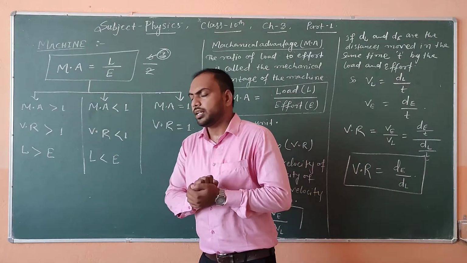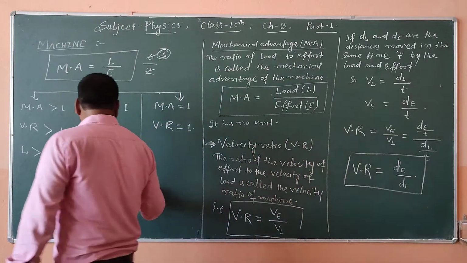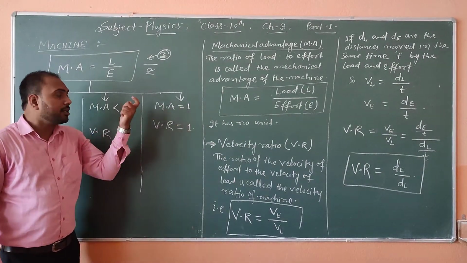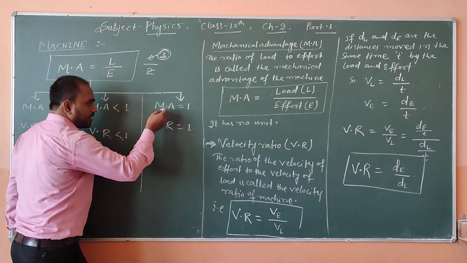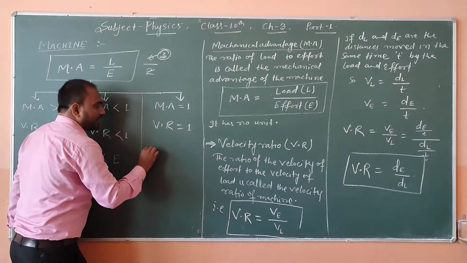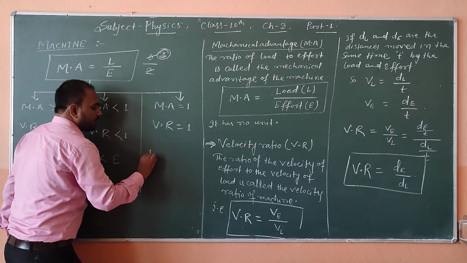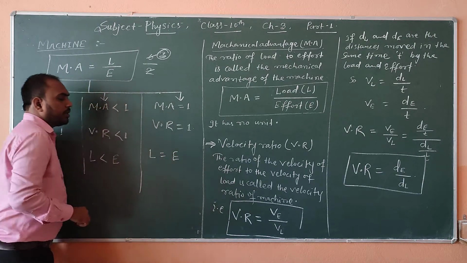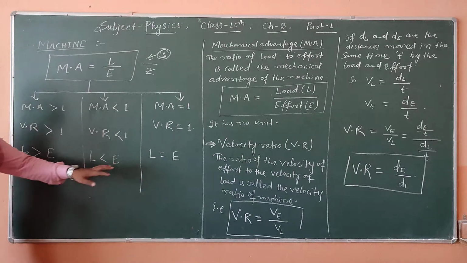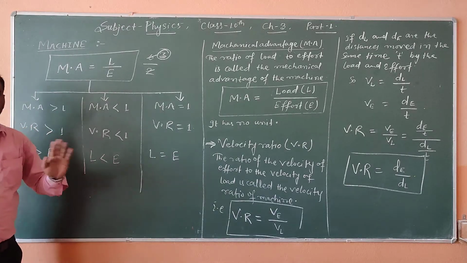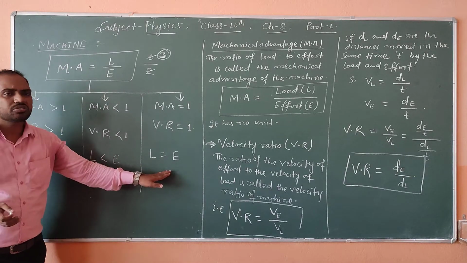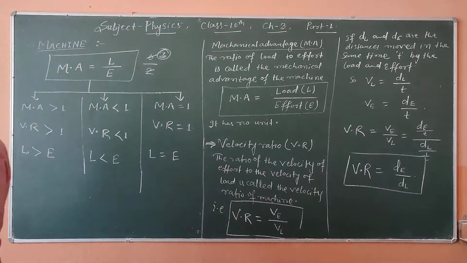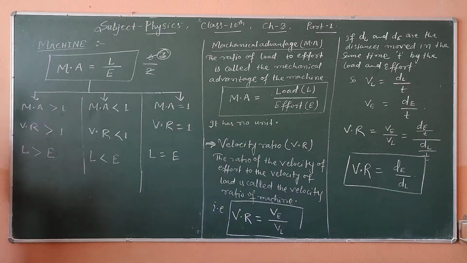Which means force is less. Now when mechanical advantage is equal to 1, it means load is equal to effort. It means it is only changing the direction. There is no increase or decrease of force here, so there is no change, only a change in direction. I hope you will understand this.